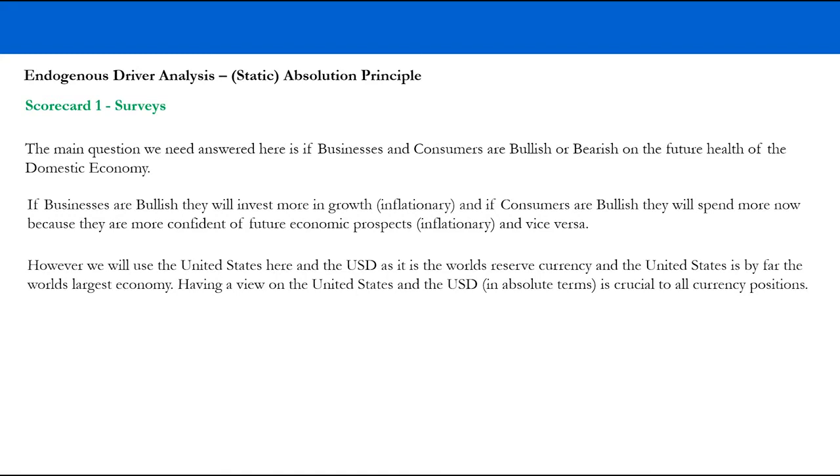And this is why we've included the United States as the major example of applying the endogenous analysis principle and the systematic process, because you have to learn what goes on in the United States because it's the world's largest economy. And having a view on the United States and the US dollar, so the world's largest economy and the world's reserve currency, having a view on them in absolute terms is absolutely crucial to all currency positions.